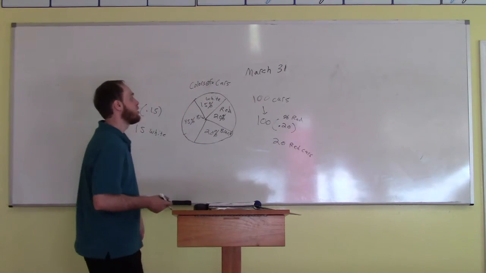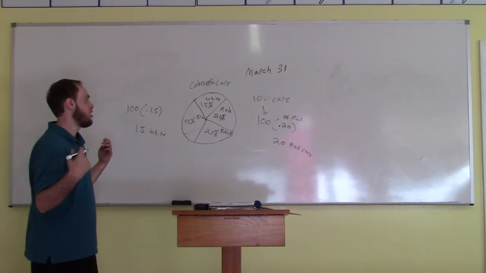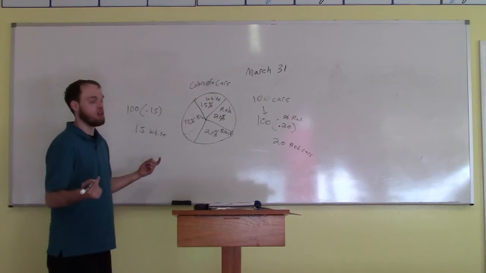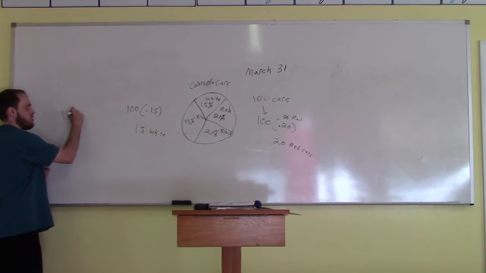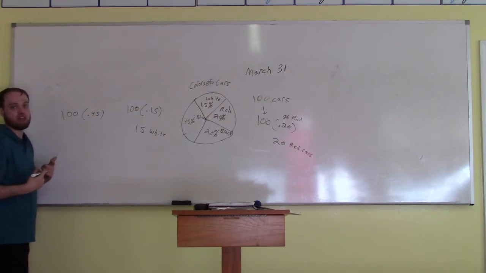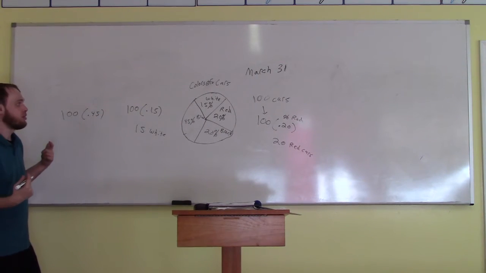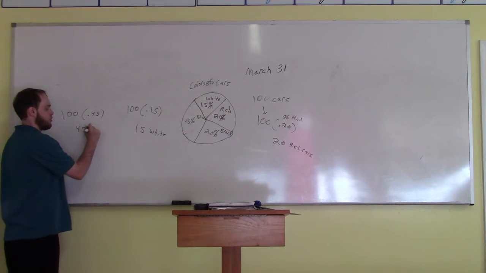And so if I want to know the number of blue cars, then you're going to take your 45%, your 100 total, and multiply by 0.45, and that will give you the amount of blue cars. And so that'll end up being 45 blue.